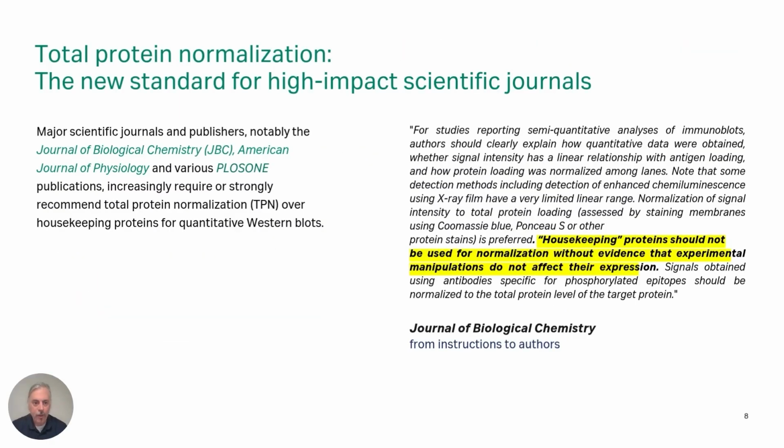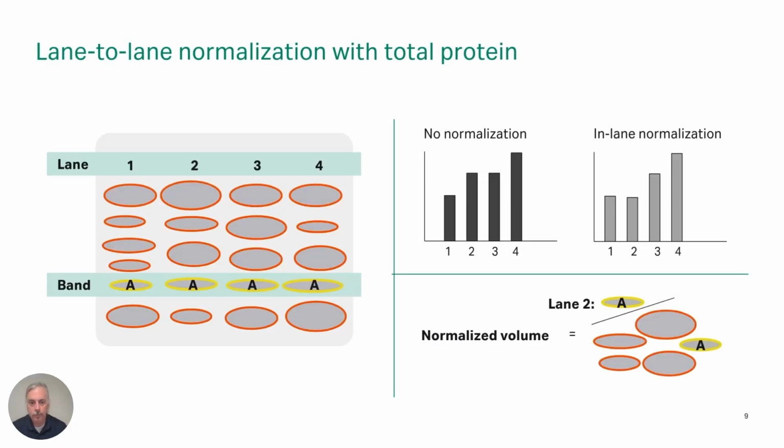And you can see now a lot of the journals are saying to maybe avoid housekeeping proteins and to use this approach with total protein normalization. So you've got journals such as the Journal of Biological Chemistry, American Journal of Physiology, and PLOS ONE as well. So it's definitely becoming more of the go-to methodology to negate all of these potential issues we could have.